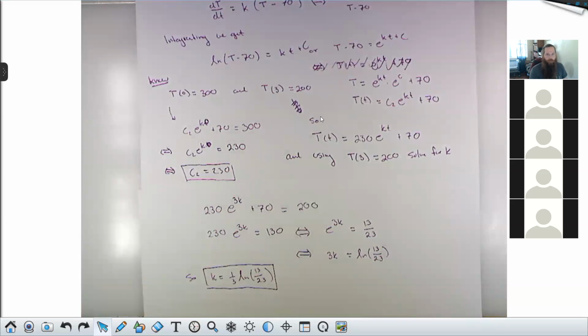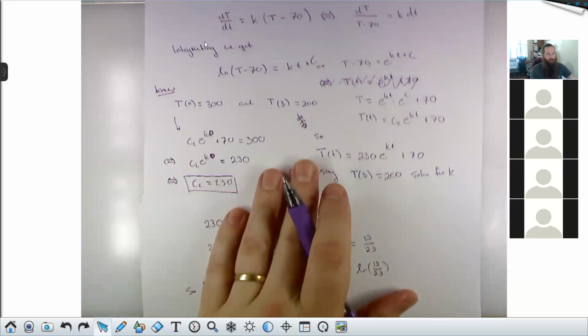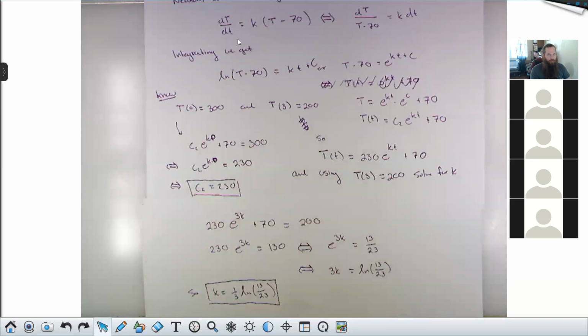Everybody with me here? I know things got a little bit wonky at this point, so I'm going to give you a second to make sure your notes are clear. After we separate variables and integrate, so from here, when we separate our variables, we integrate on both sides. The left-hand side becomes the natural log of T minus 70, and the right-hand side becomes kt plus c. And I left that plus c off when we first did this, so please make sure you go back and add that plus c.